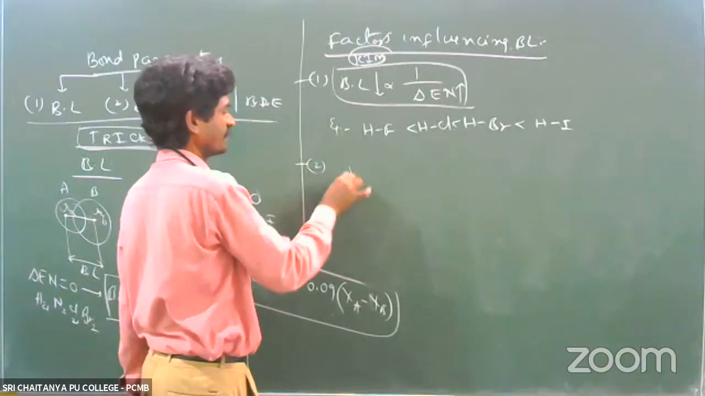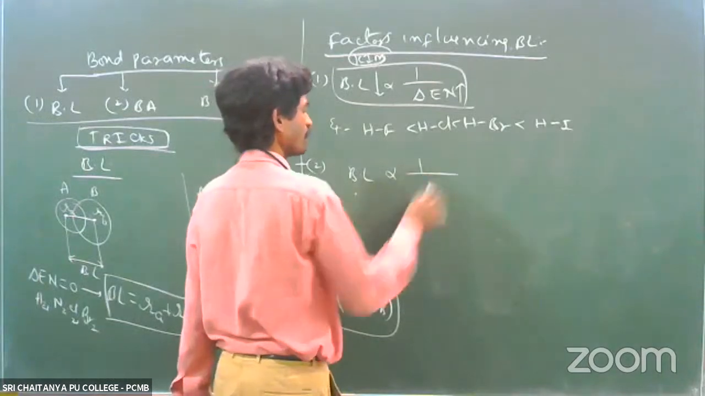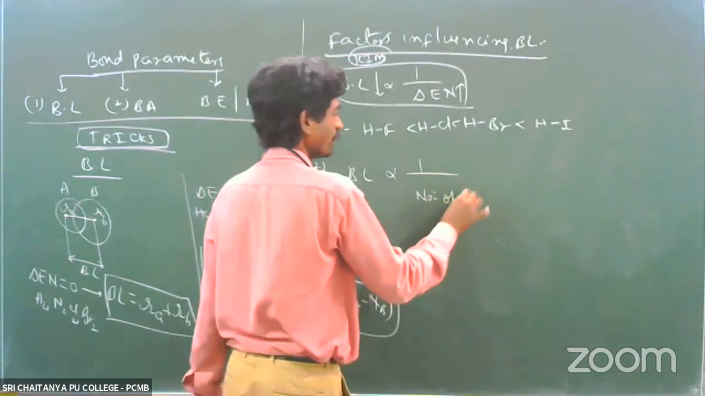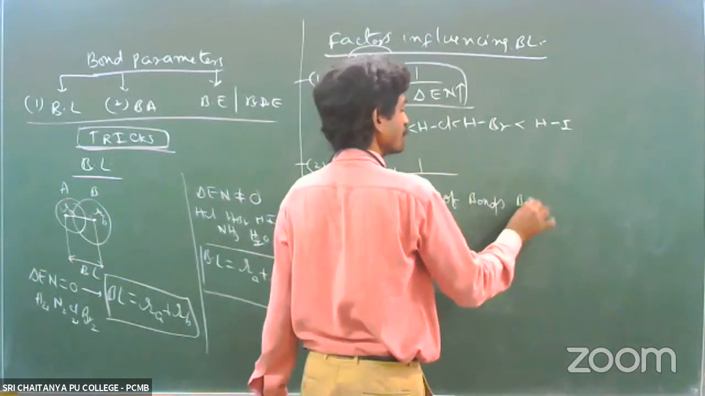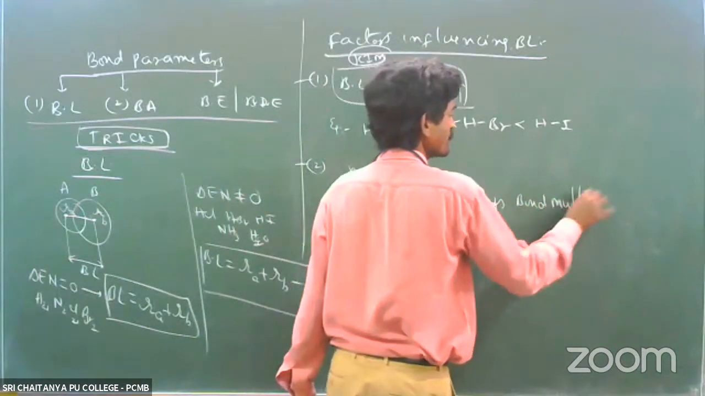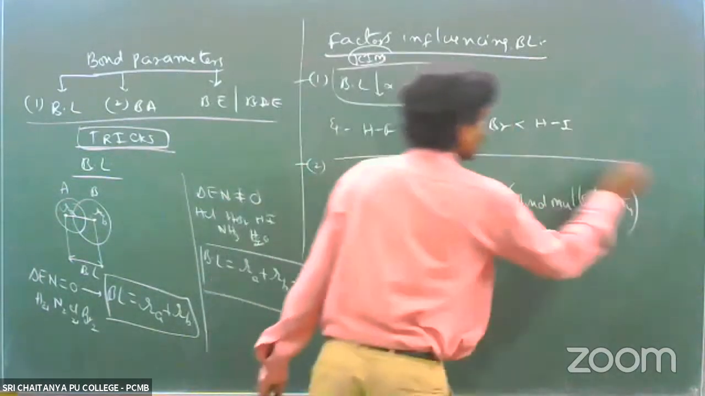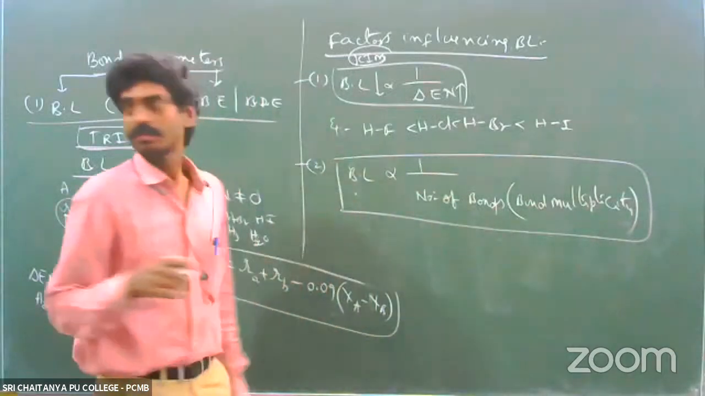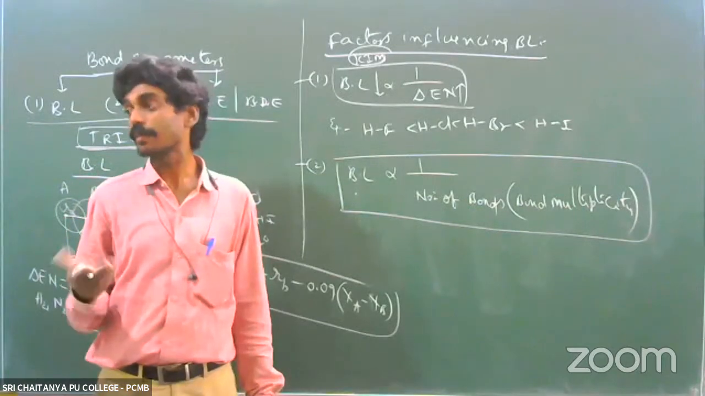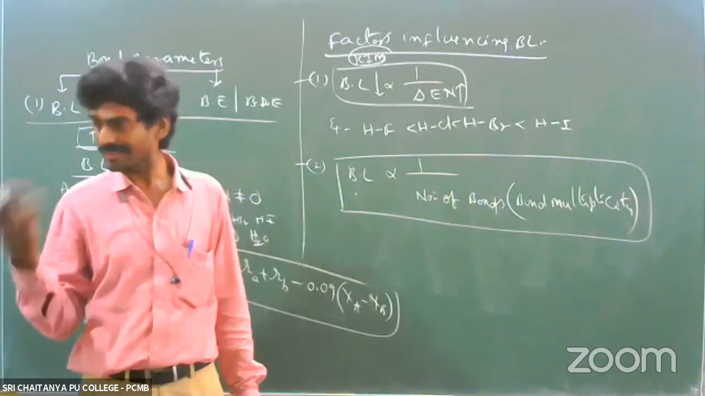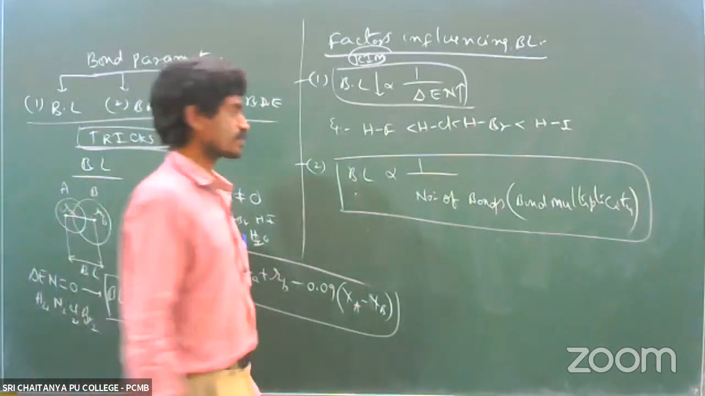Next, second factor. Bond length is inversely proportional to the number of bonds. This is also called bond multiplicity. Multiplicity means the formation of multiple bonds between two atoms, like a double bond or a triple bond. Presence of more than one type of bond is called multiple bond. The number of bonds present between two atoms also decides the bond length.